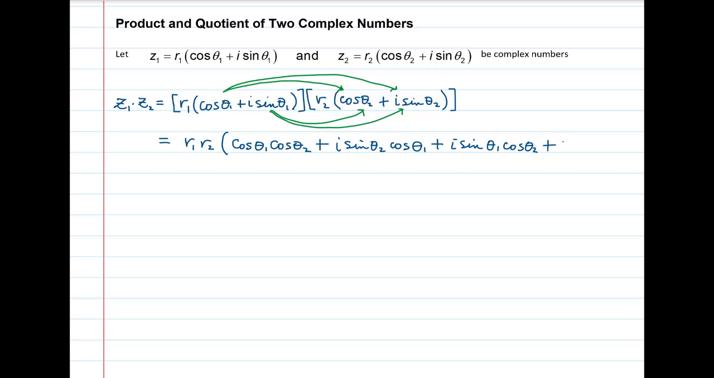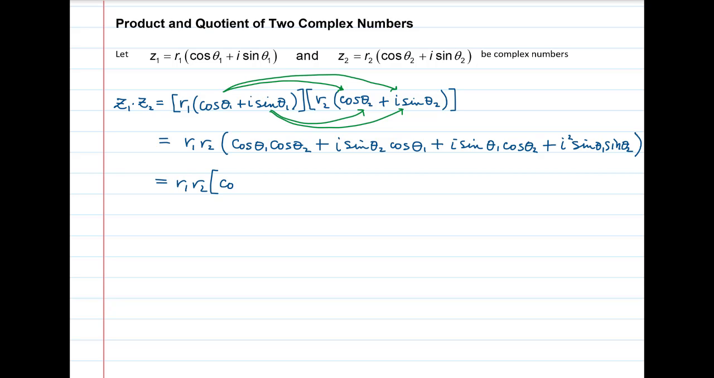So I'm going to get cosine of theta 1 times cosine of theta 2 plus i sine of theta 2 times cosine of theta 1 plus i sine of theta 1 cosine of theta 2 plus i squared, right, because i times i, sine of theta 1 times sine of theta 2. So I accommodate it in a way that it's nice and readable. Since the order of the factors doesn't alter the result here, you can write it whichever way looks better.